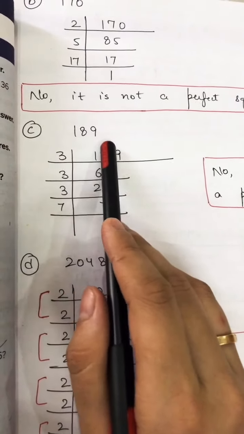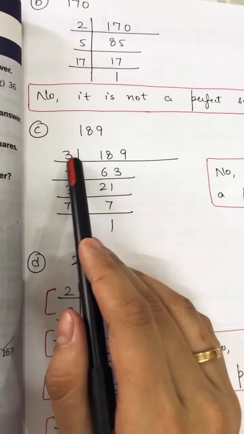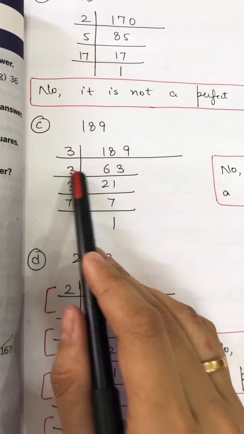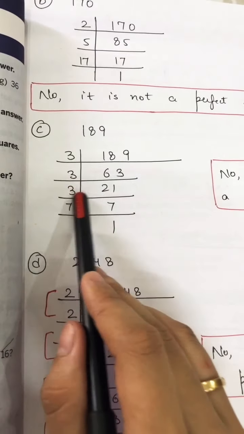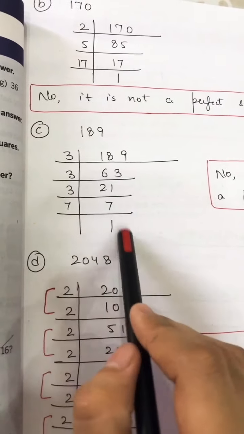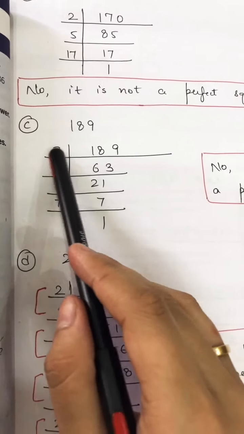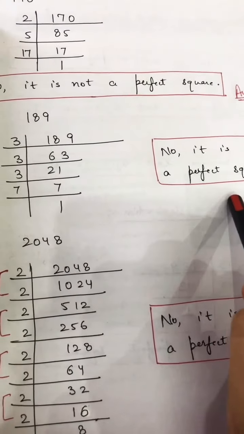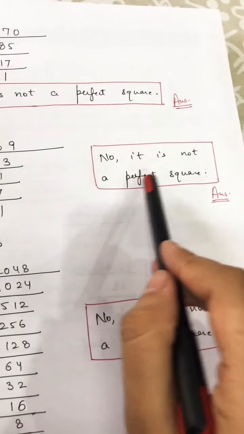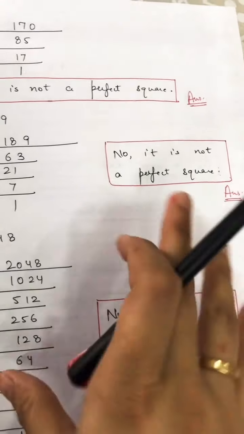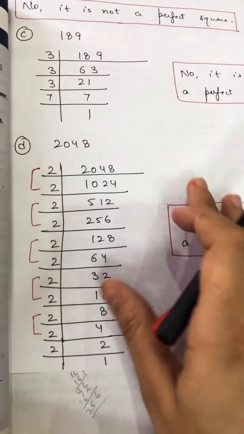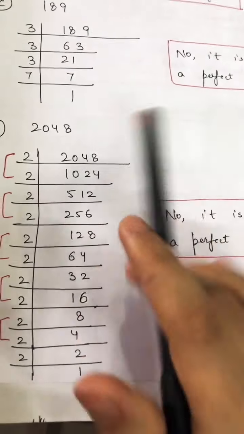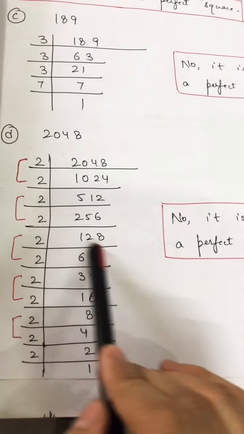It is 189. 189 means 3, it will go on the 3 table. 3 6s, 3 3s, 3 2s, 3 1s, 3 7s, 7 1s. 3 is coming 3 times, 7 is coming 1 time. So no, it is not a perfect square. Next is D part. 2048. On the 2 table it will go.